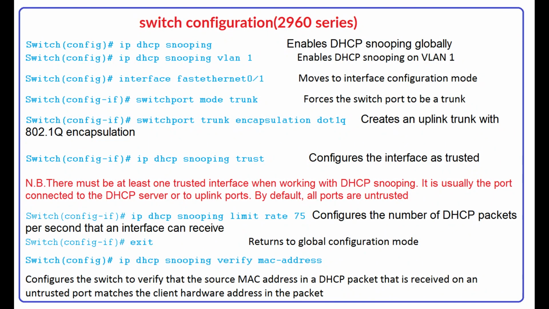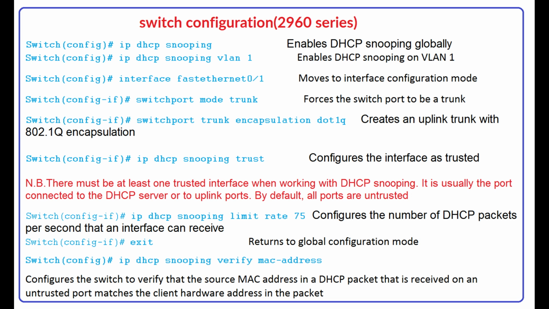Switch configuration, 2960 series. Switch(config)# ip dhcp snooping enables DHCP snooping globally. Switch(config)# ip dhcp snooping vlan 1 enables DHCP snooping on VLAN 1.